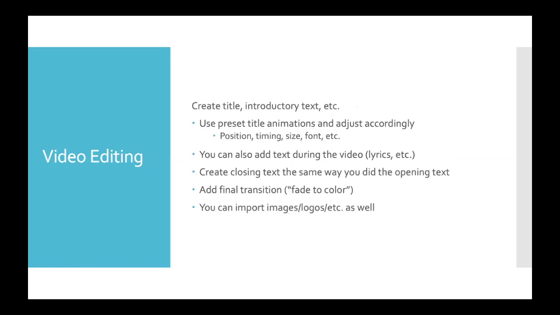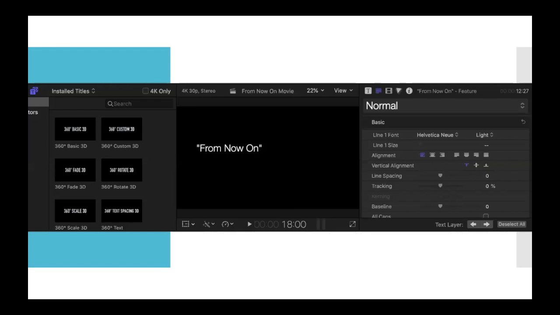You probably want to have some sort of introductory text. You can create it within Final Cut Pro. You can create it within a lot of video editing software. They have preset things that allow you to do title animations, and you can use the title animations to also create things like lyrics or closing text. And then at the very end, I like to fade out the video, and that'll be the transition for fade to color. Whatever color you're fading to, you can fade to black, you can fade to white, you can fade to whatever. And then you can also import images, like I showed you one before that had our logo at the end that it faded to.